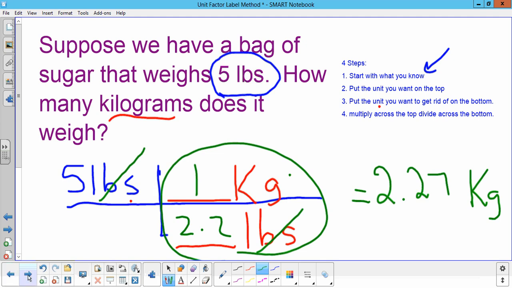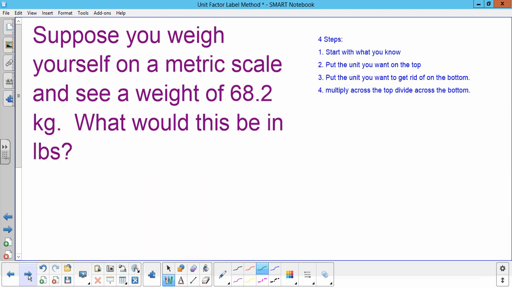What if I wanted to go the other way? Suppose we weigh ourselves on a metric scale. Maybe you're at the doctor's office and they weighed you and tell you that you weigh 68.2 kilograms. Well, what would that be in pounds? Most of us don't know what that value would be. Again, start with what you know. In this case, I know my kilograms, so I'm going to start with my 68.2 kilograms.